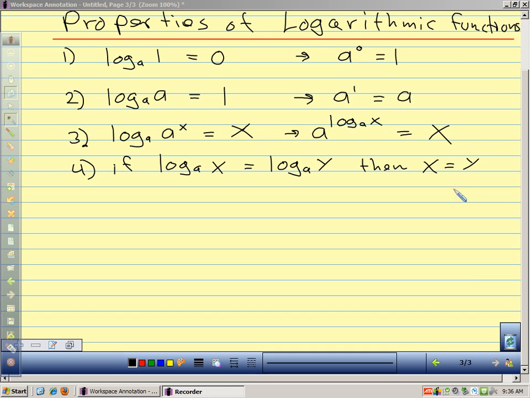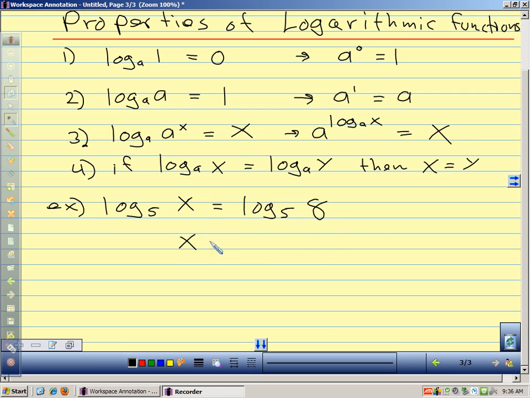So let's do a couple of examples working with these. And then we'll talk about graphing exponential functions. If we have log to the base 5 of x equals log to the base 5 of 8, this tells us that x equals 8. So if we have an equation like this, this is how we would solve an equation. And we'll do more complicated logarithmic equations a little later in the chapter.